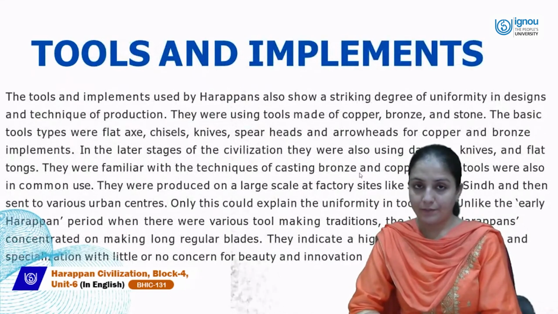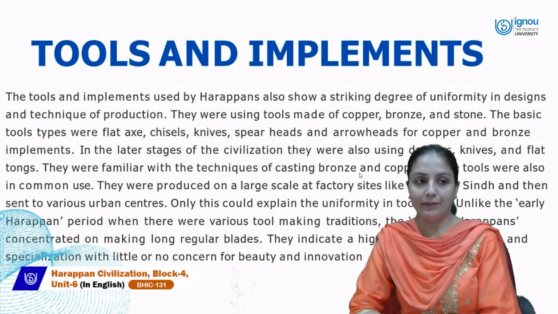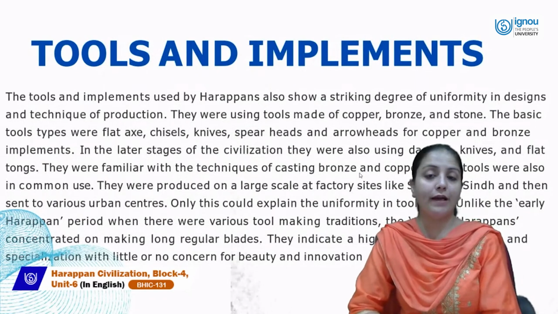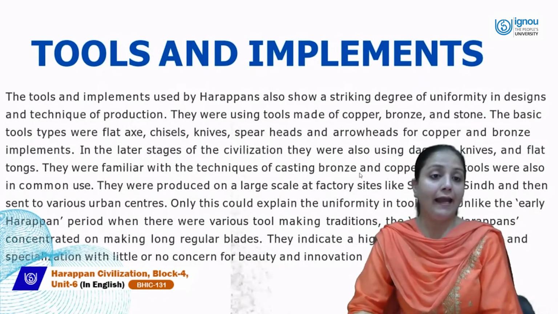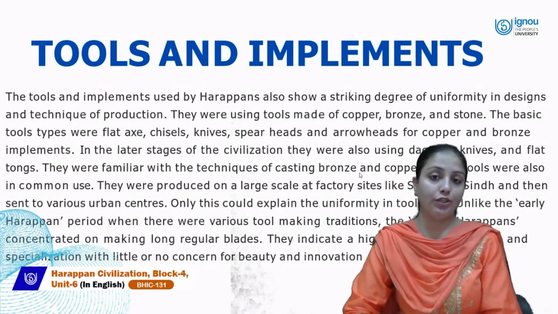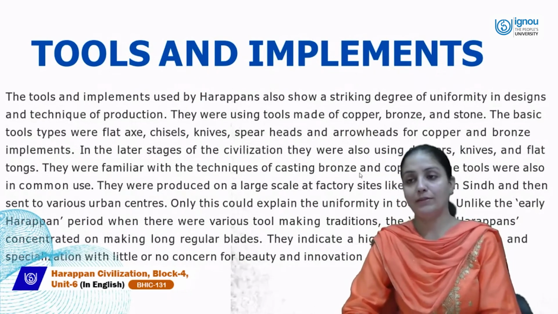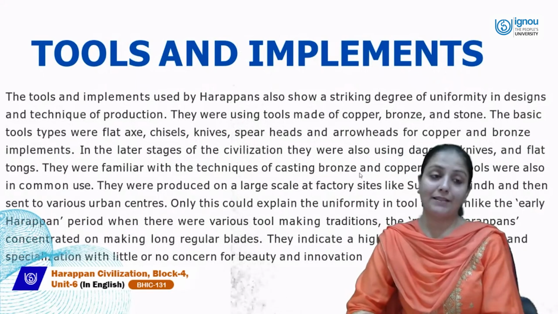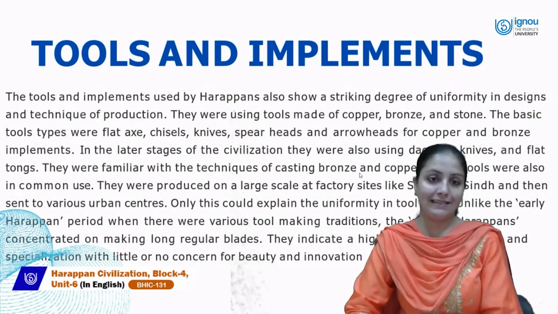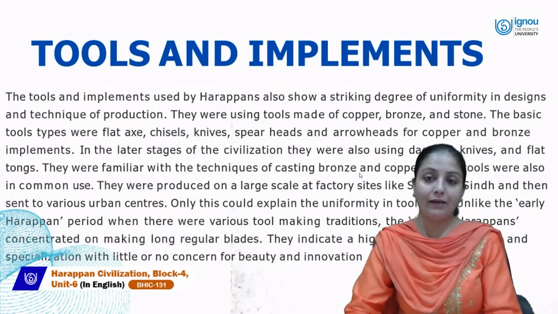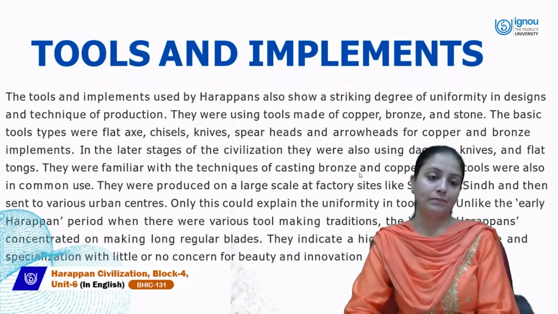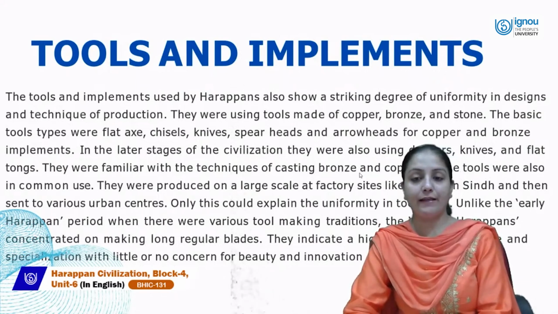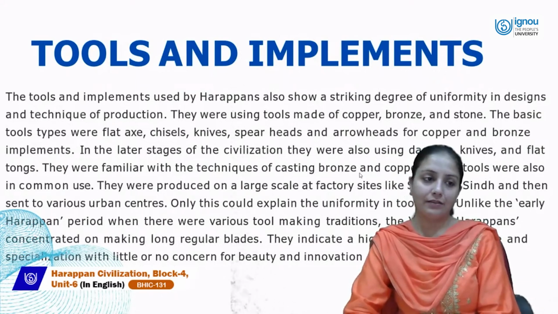How they make their tools and implements. The tools and implements used by Harappans also show a striking degree of uniformity in designs and technique of production. They were using tools made of copper, bronze, stone. The basic tool types were axes, chisels, knives, spearheads, arrowheads for copper and bronze implements. In the later stages of civilization, they were also using daggers, knives, flat tongs.